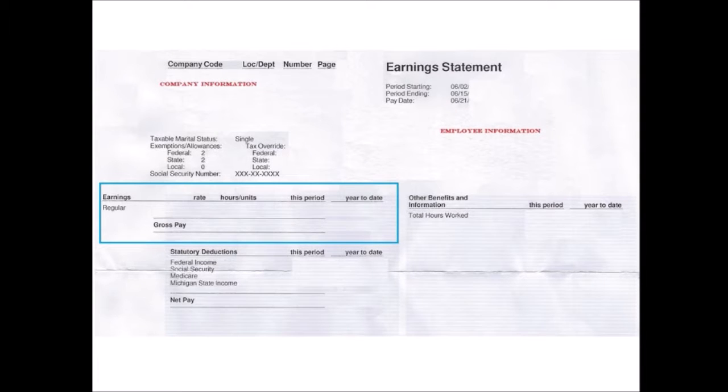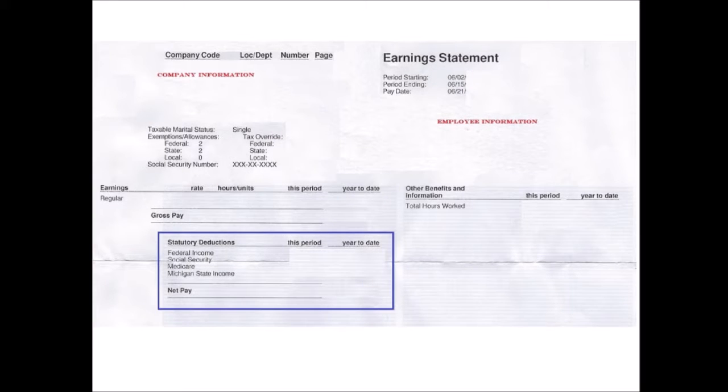Below that is your earnings, a regular rate of pay, regular number of hours, your gross pay for this period, and your gross pay year to date. To the right, there's any other benefits and information. We'll see it on the next pay stub, which has more detail, but on this pay stub, which is a part-time employee, there is no other benefits or information other than the hours worked.